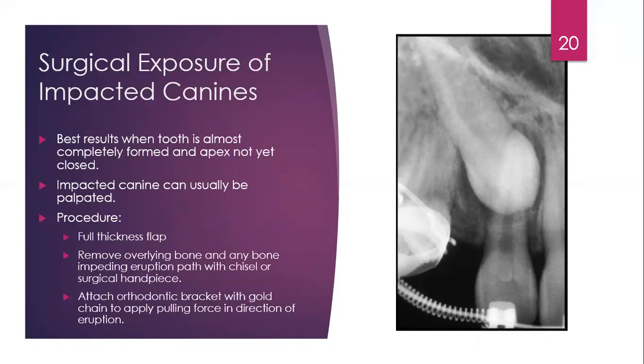With the procedure itself, you want to do a full thickness flap. You want to remove any underlying bone and any bone impeding the eruption path of that tooth. You want to chisel that away, or you can use a surgical handpiece like I showed before. You then want to attach an orthodontic bracket with a gold chain to apply a pulling force in the direction of the eruption that you're seeking. Now be careful when you're using gold. I know it's a rare allergy, but there are some people who have it. So make sure that you have a thorough medical history on file when you're asking about allergies, so that the patient doesn't get irritated with that gold chain.